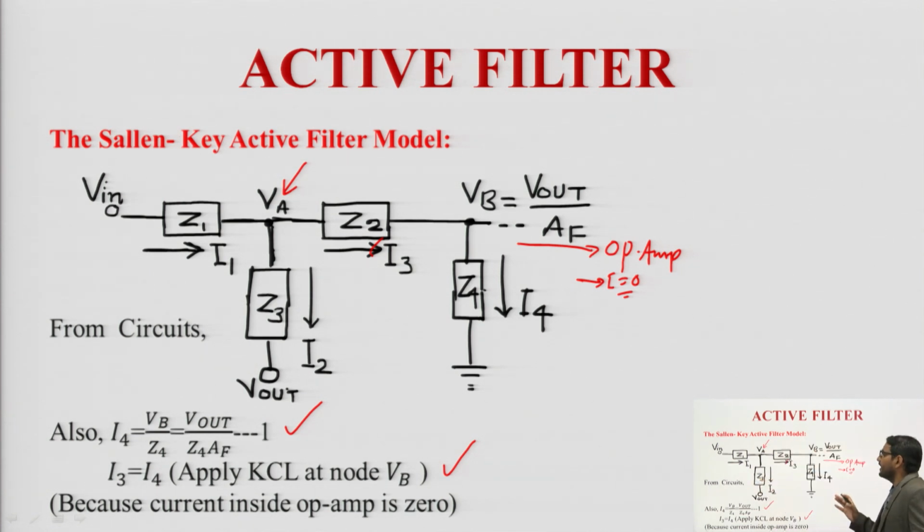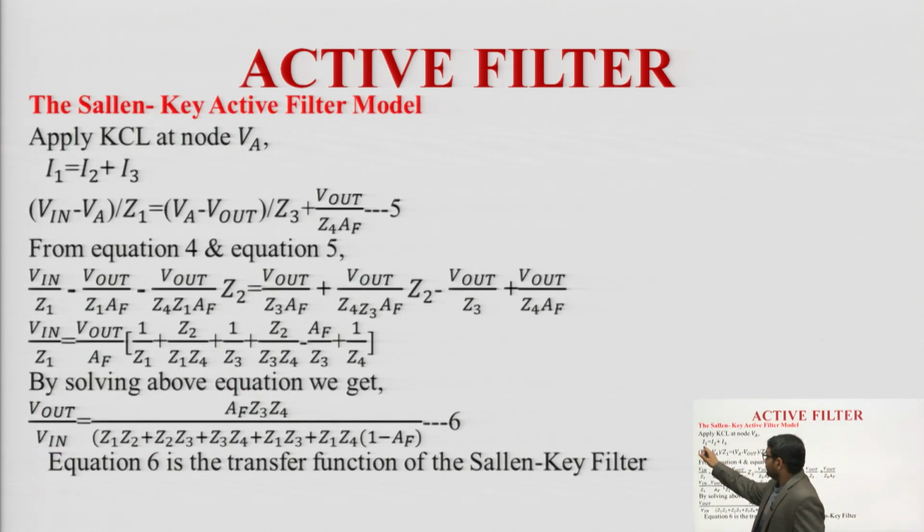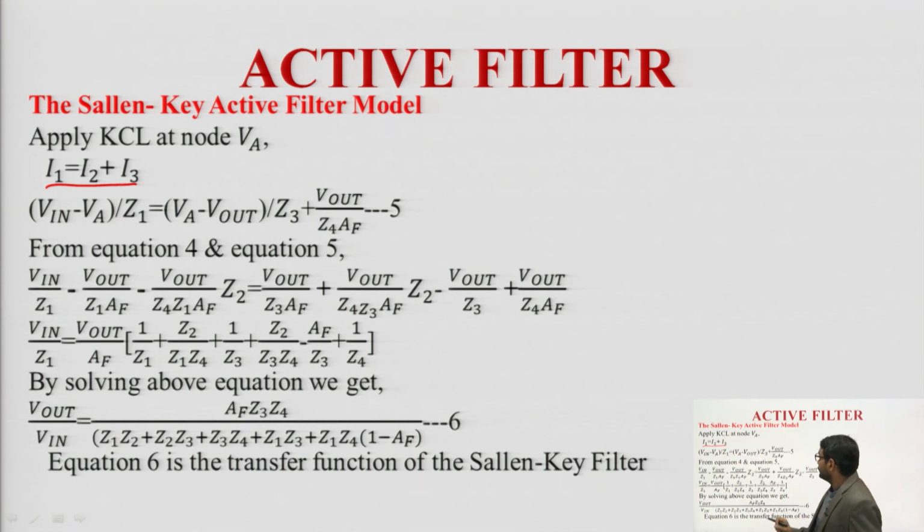So, I1 equals I2 plus I3. I1 equals (Vin minus VA) upon Z1, I2 equals (VA minus Vout) upon Z2, and I3 is also already known: Vout Z4 upon AF. From equations 4 and 5, if we solve Vin by Z1 and put the value of VA, then we get this equation.